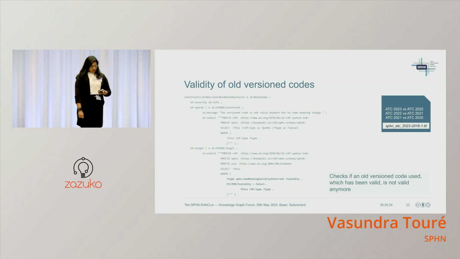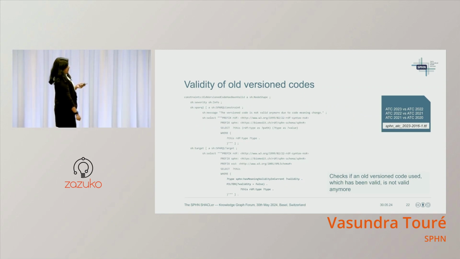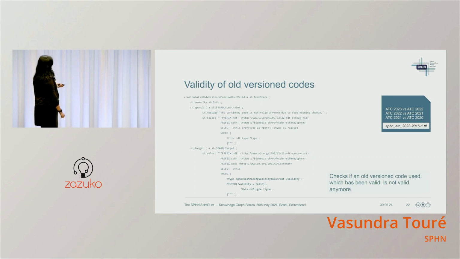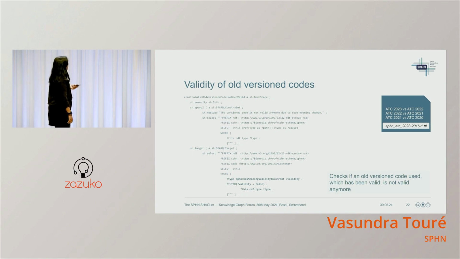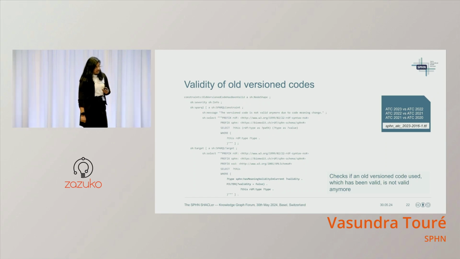This is a bit of a more complex, or verbose, one, but in this case, we check if an old version code, which is being used and which was valid, is actually not valid anymore. And you would see that we have a statement being added to our versioned terminologies, which checks if there is a meaning validity in the current version. And then you get a Boolean value which tells you whether it's true or false. And in this case, it would be false, so it will throw you an information in the validation report.